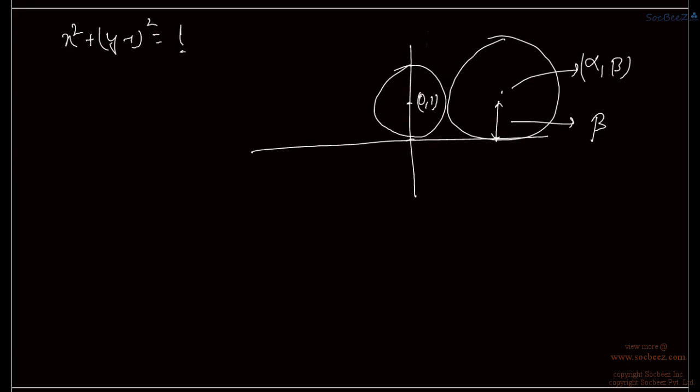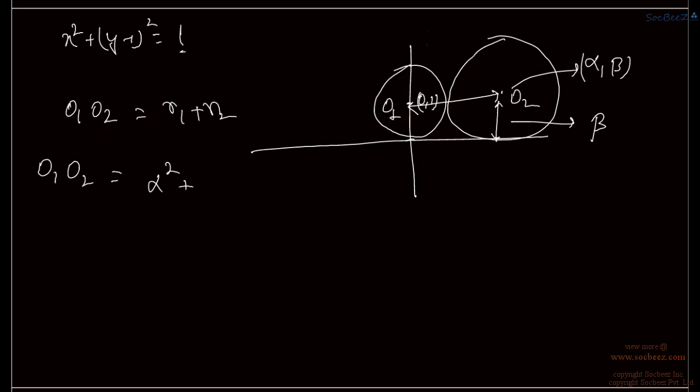So this must be beta. Okay, its radius must be beta. And since this touches it externally, the distance between the centers, say this one's center is O1 and this one's center is O2, so O1O2 must be equal to R1 plus R2. So O1O2 we can find out.